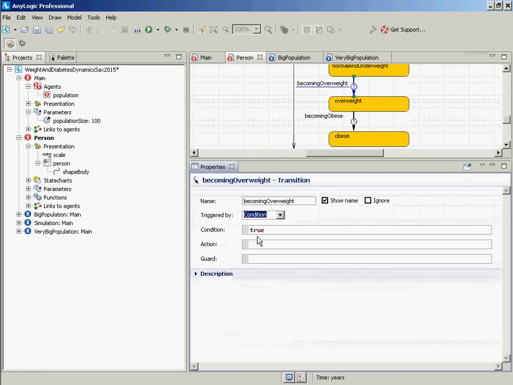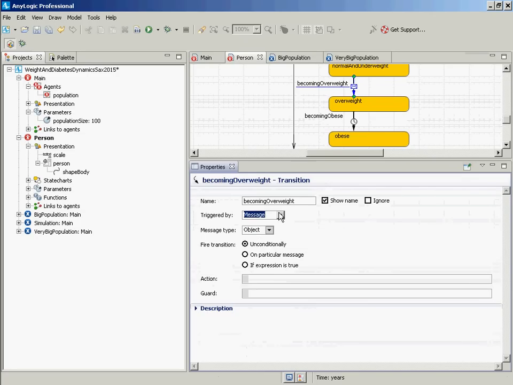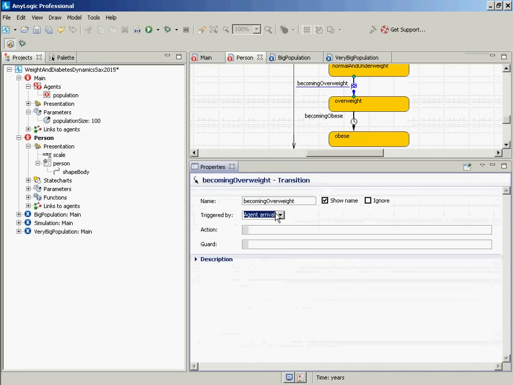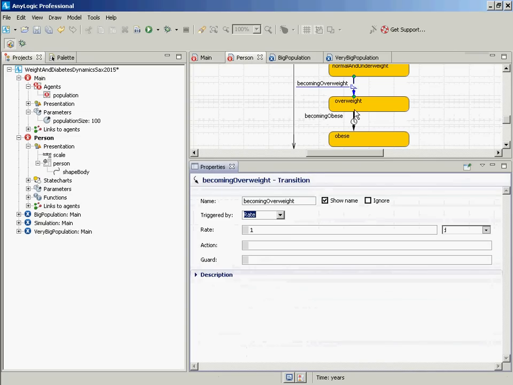Alternatively, you can have a condition. They transition here based on some condition in the model, based on a message. We're going to see that this afternoon, or based on their arrival at some destination. In this case, we're going to make it a rate. Okay? No, this is continuous time by default, so it's a hazard rate. It's a chance per unit time.